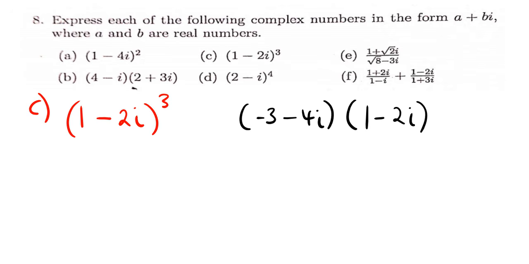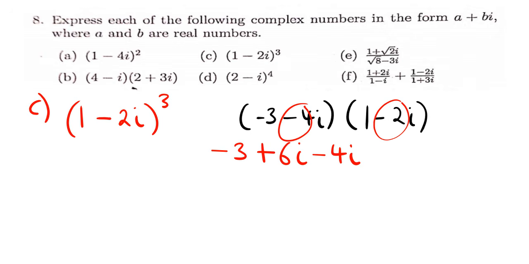When I solve this one, I'm just distributing negative 3 into everything that is in the brackets. I'm going to have negative 3 plus 6i. Then when I come to negative 4i, when it multiplies with that, I'm going to have negative 4i. Then negative 4 multiplied by negative 2, I'm going to have positive 8. Then multiplied by i, I'm going to have i squared.